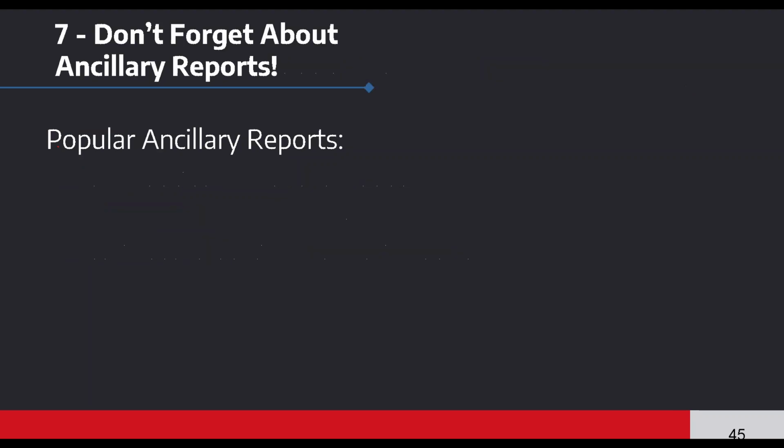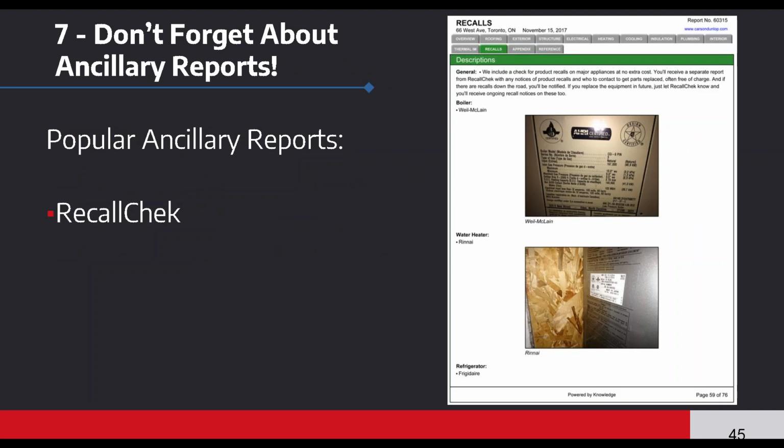At Carson Dunlop, two of the very popular ancillary reports we use are Recall Check, and you can see here an example of it. Now, the great thing about this is we simply take a photo of the boilerplate. Recall Check does all the extra work. So no fussing about with having to type down the model and serial number. Snap the photos. When you publish the report, you send it out to Recall Check. They send you back the report that you can then deal with the client about.